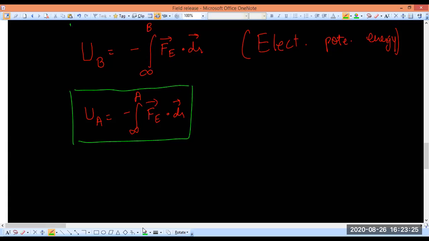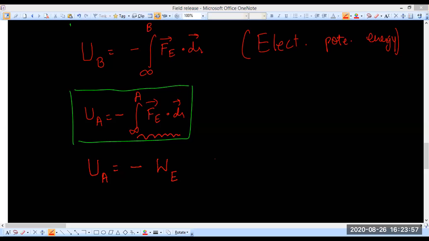Let's continue. Do you agree that I can also write it like this? Have a look. This thing, including integration, leave the minus sign outside, leave it separate. Look at everything else. Do you realize that is nothing but the work done by the electric field or electric force in going from infinity to A? Yes? It is the work done by electric field in going from infinity to A.